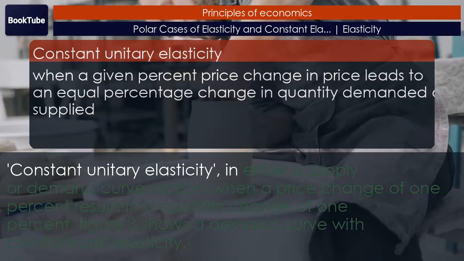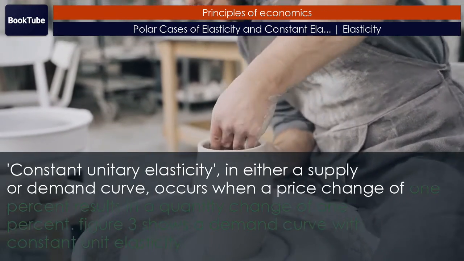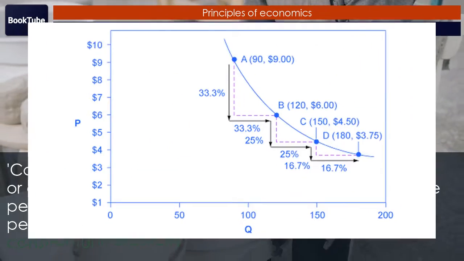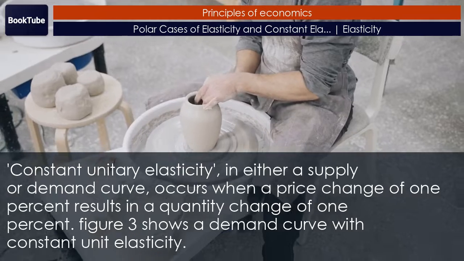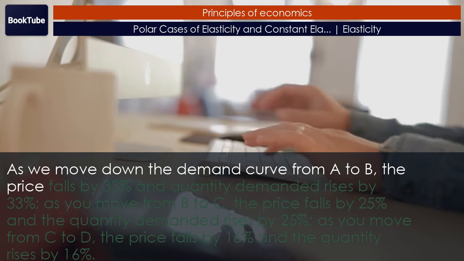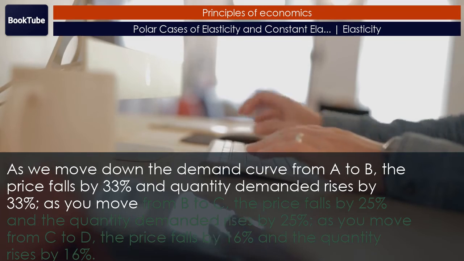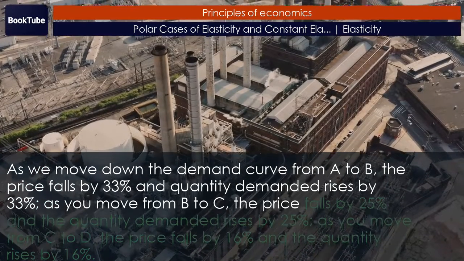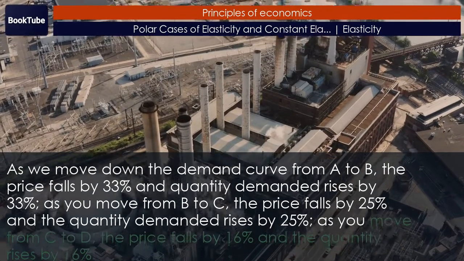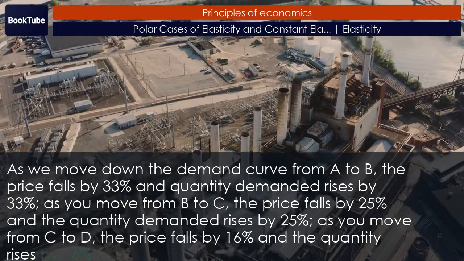Constant unitary elasticity, in either a supply or demand curve, occurs when a price change of 1% results in a quantity change of 1%. Figure 3 shows a demand curve with constant unit elasticity. As we move down the demand curve from A to B, the price falls by 33% and quantity demanded rises by 33%. As you move from B to C, the price falls by 25% and the quantity demanded rises by 25%. As you move from C to D, the price falls by 16% and the quantity rises by 16%.